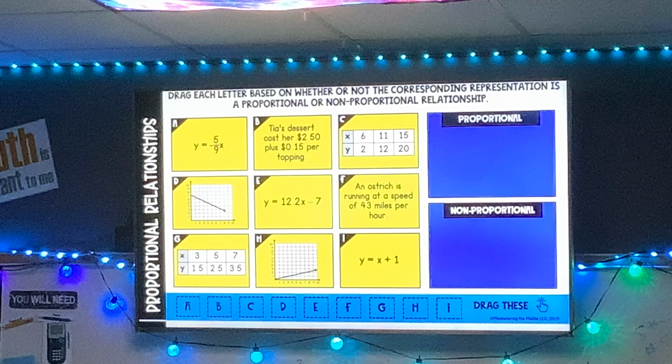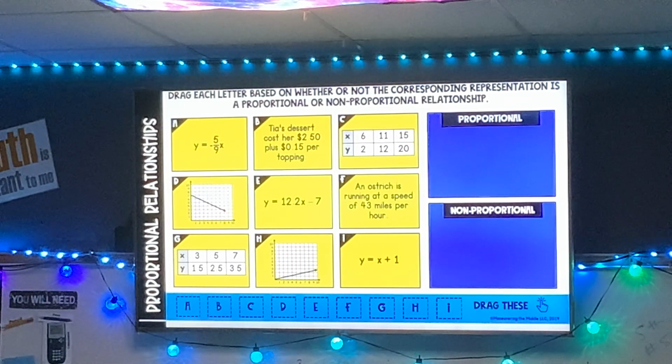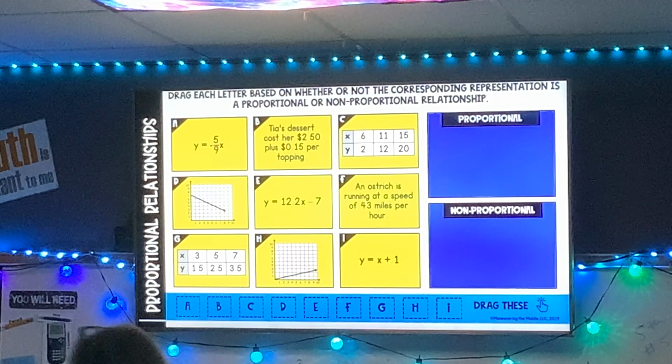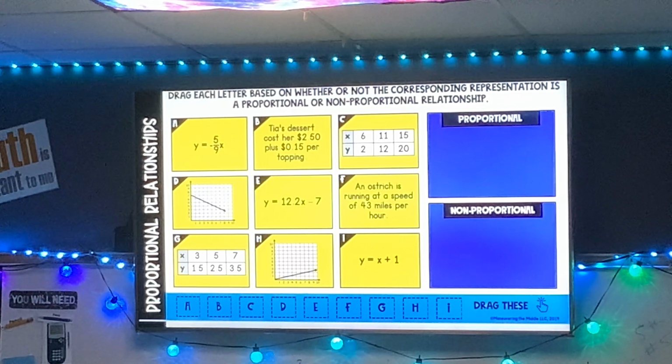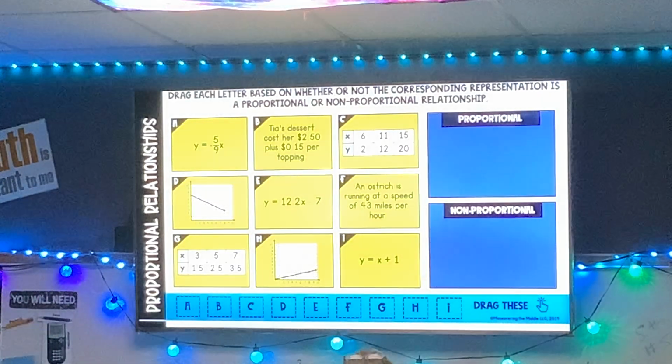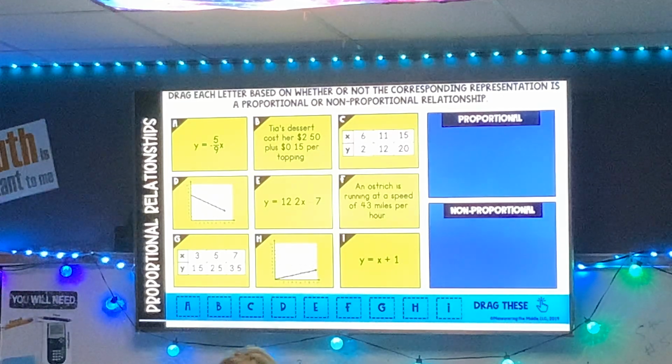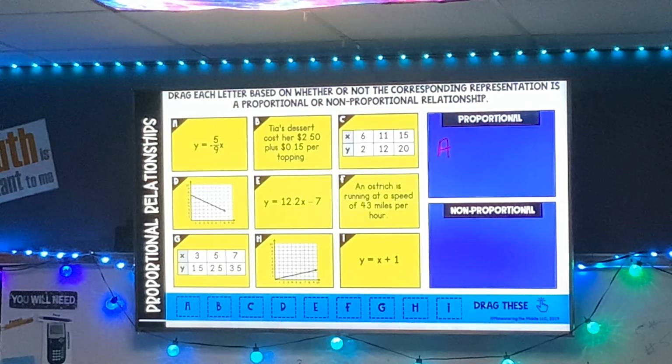Okay, you should have finished those two. It should be on this. Okay, so you were moving the letters, the boxes don't move. Some people try to move them, but the boxes won't move. Some of y'all are rocking and rolling on this, so this won't take long. A, proportional or non-proportional? Proportional. Proportional, perfect. Tia's dessert cost her $2.50 plus 15 cents per topping. Non-proportional. Good. Who are my rock stars that have already put that one in your calculator?